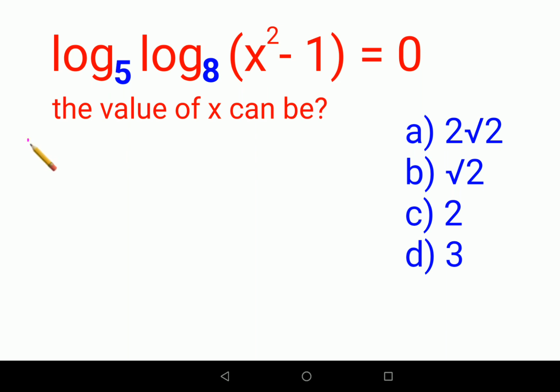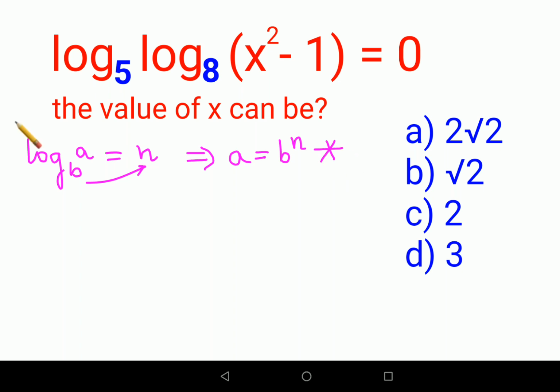The rule says that whenever you have log of any number to the base of b, let's say you have log of a to the base of b, which is equal to some value which is called as n. So here we can remove the log by saying that a will now be equal to what? B goes over here and n becomes the index of b. This is the most important rule for this particular sum.